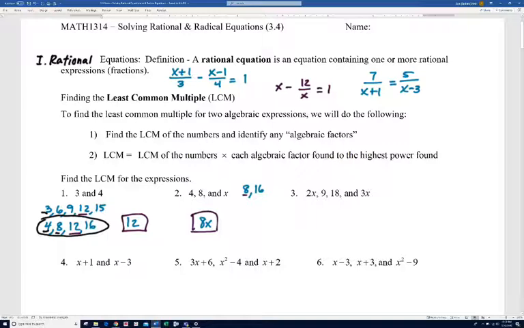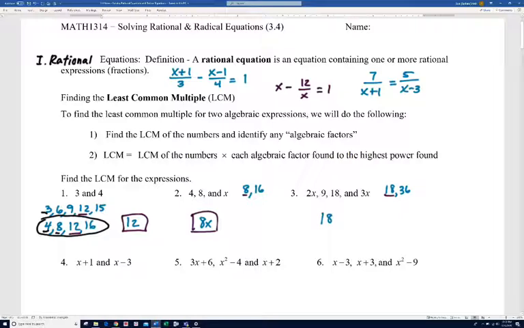All right, on number 3, we're finding the LCM of 2x, 9, 18, and 3x. I would encourage you to try this and then watch the video. All right, so let's see how you did. So first of all, I want to find the LCM of 2, 9, 18, and 3. So I'll start with 18, and the multiples of 18 would be 18, 36, and I could go on. But in fact, if you look at 18, it is divisible by the other numbers, 2, 9, and 3. And so 18 is our LCM.